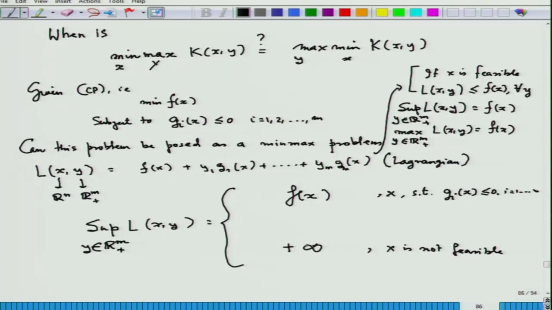This is exactly your effective objective function. You can pose optimization problems as extended valued optimization problems, with an extended valued objective function, that is, a function that can take plus infinity value also. So, you get back this.